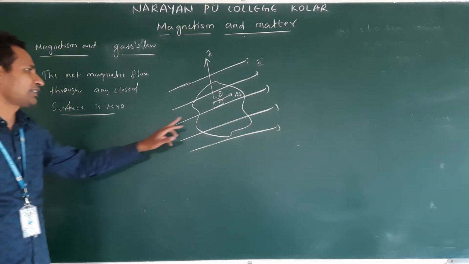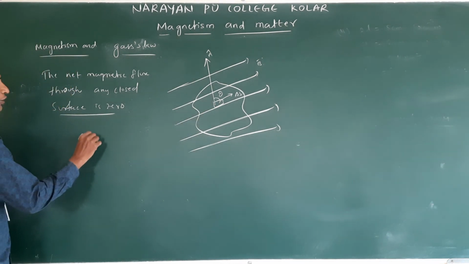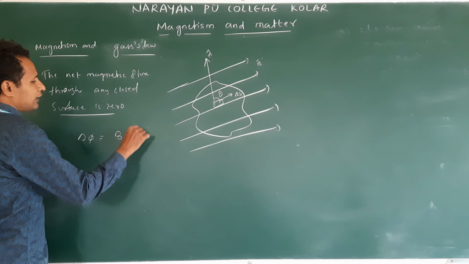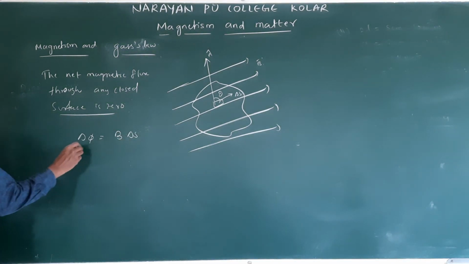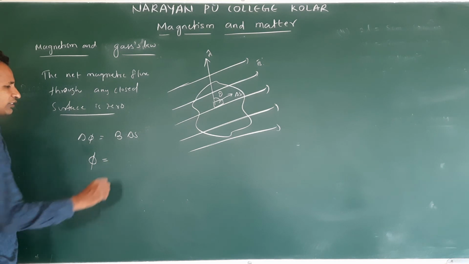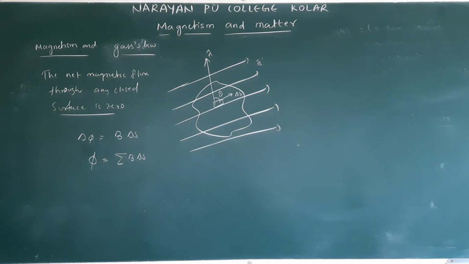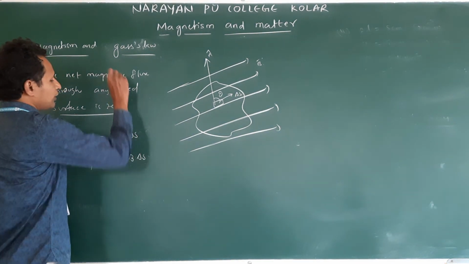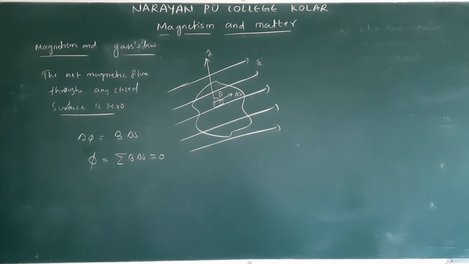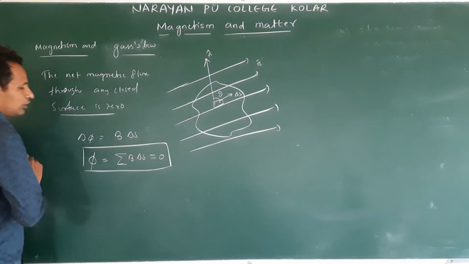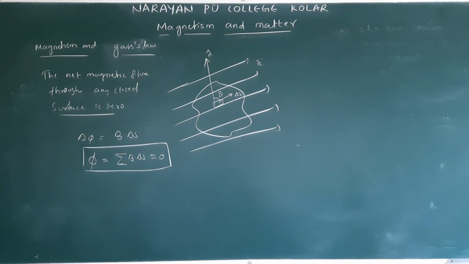So how do you get it? We constructed a small element for this. The small flux, how do we write? B dot delta S. But if you want to calculate the total flux, what you have to do? You have to do this summation of B dot delta S. According to Gauss, this is equal to 0. So B dot dS is equal to 0. This is called Gauss law: the net magnetic flux through any closed surface is 0. It is compulsory to mention magnetic.